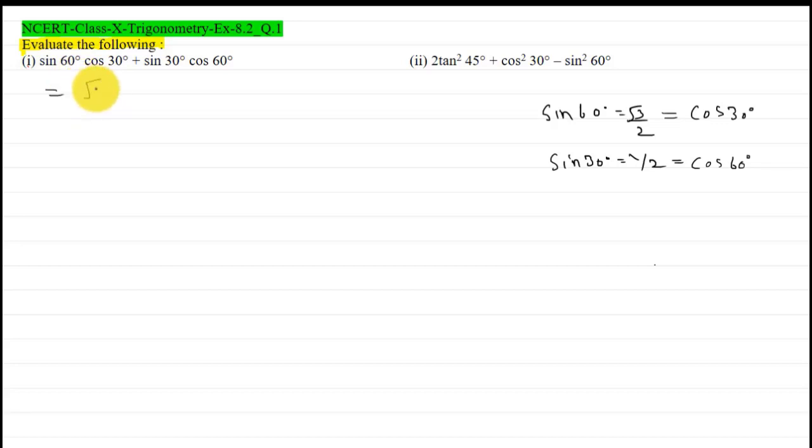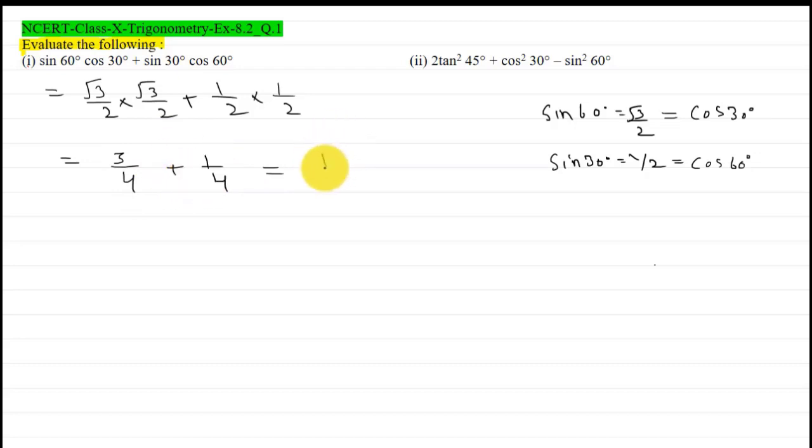We will write down the values of these trigonometric ratios in the expression, and the expression will become sin 60 degree is root 3 by 2 multiplied with cos 30 degree, that is also root 3 by 2, plus sin 30 degree, that is 1 by 2 multiplied with cos 60 degree, that is also 1 by 2. After calculating, root 3 into root 3 will be 3, and 2 into 2 will become 4, plus 1 by 2 multiplied by 1 by 2 will also be 1 by 4. So by solving this we will get 1.